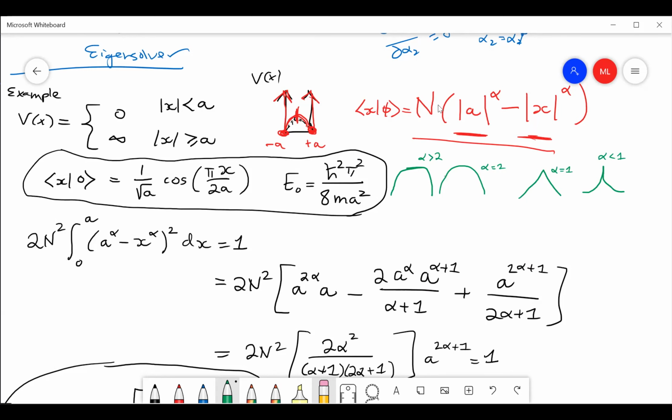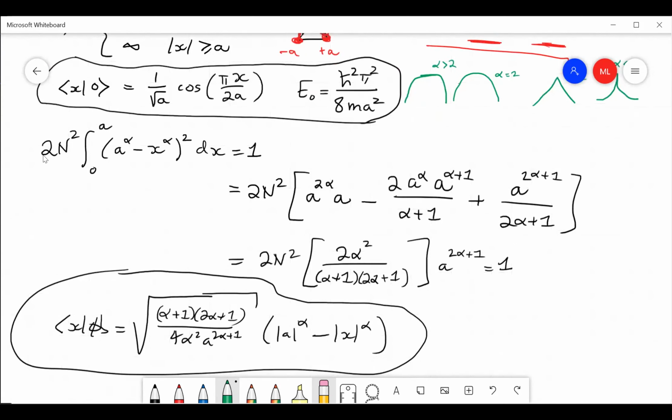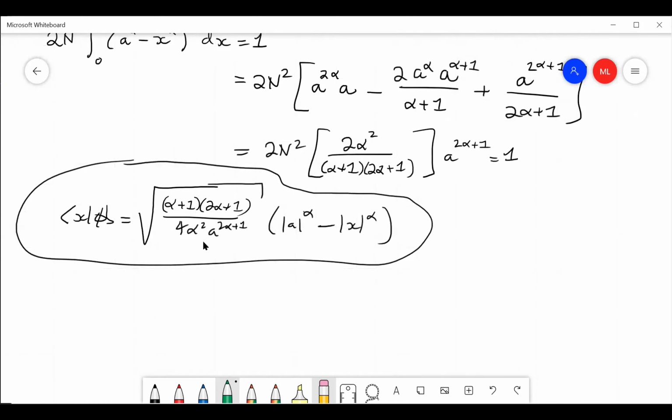And the first thing we did was determine the normalization. The normalization was given by this integral. You integrate the square of the trial wave function, and it has to give you 1. From that, we're able to generate what N is. And so this is where we left off. This is our trial wave function. And now what remains to be done is calculating the expectation value of our Hamiltonian with respect to this trial wave function.